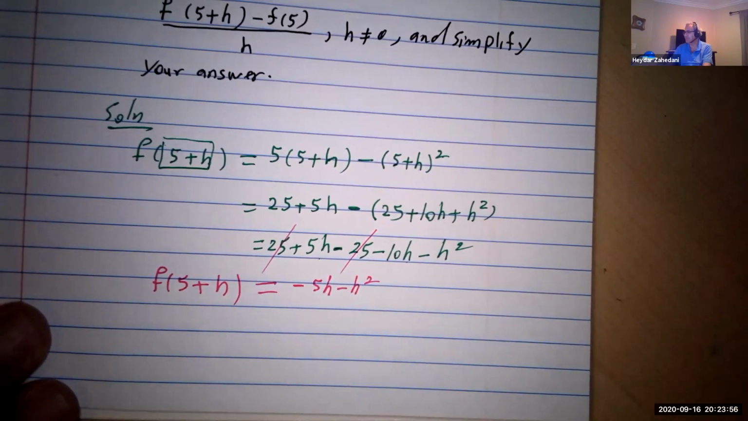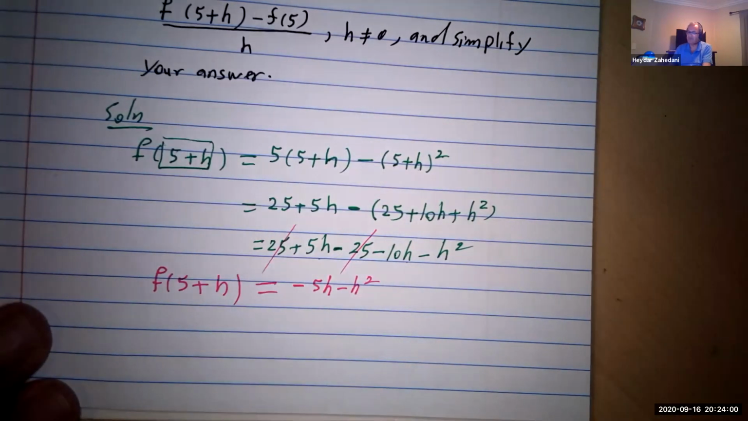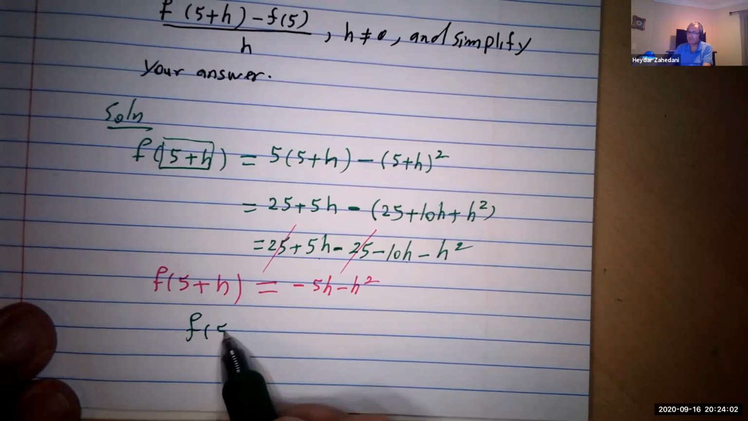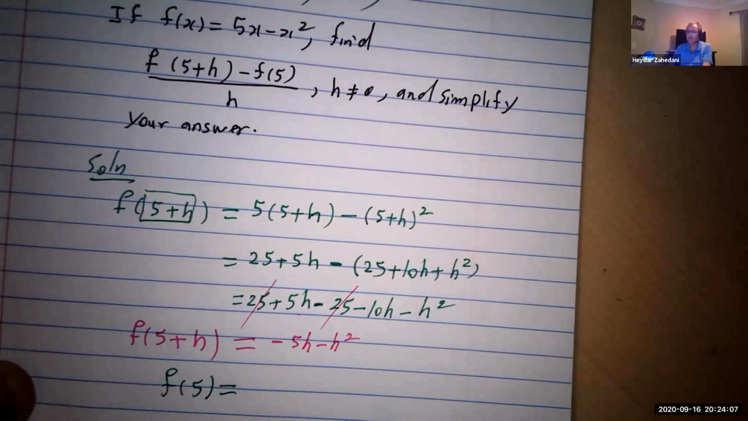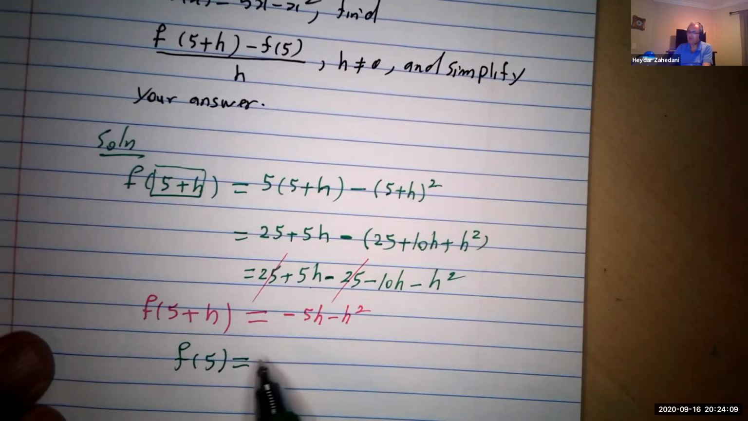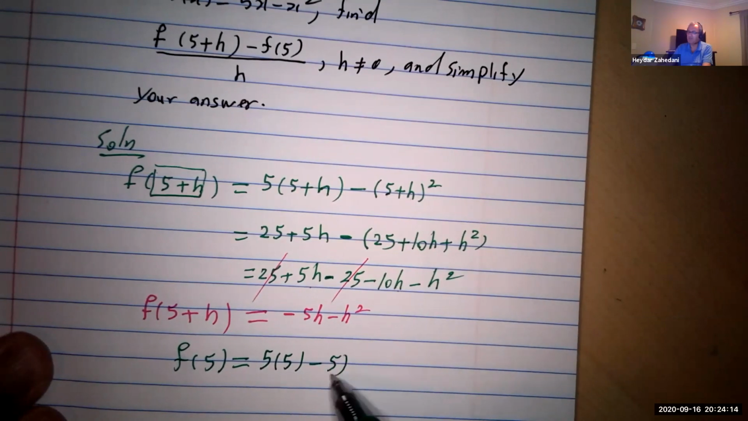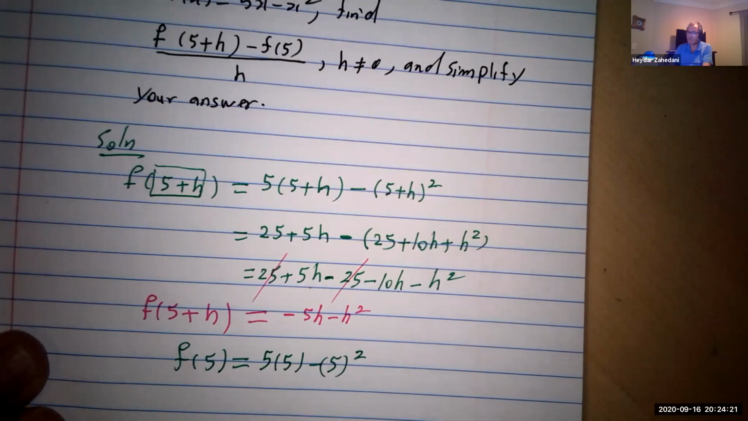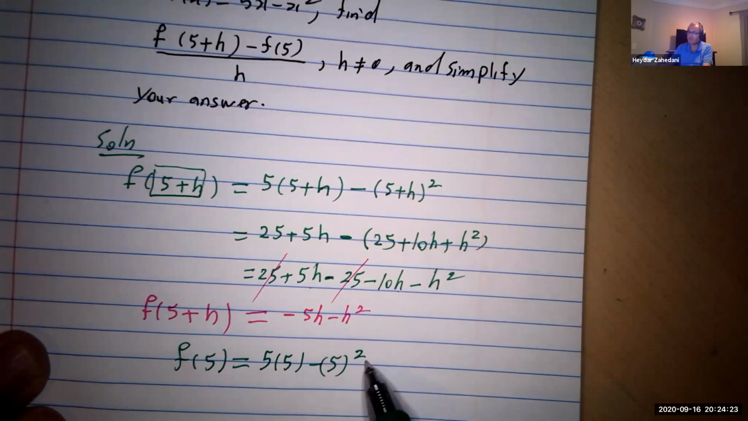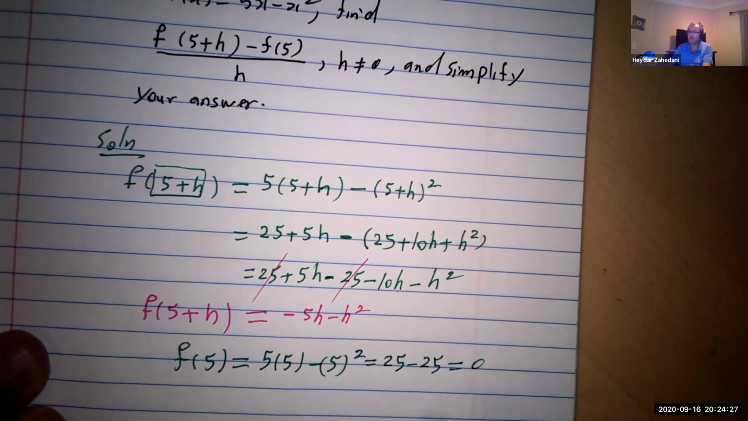Any question? You want to subtract it from f of 5. So find f of 5. F of 5, go to the function, substitute. This is your function. 5 times 5 minus 5 squared. Okay, 5 times 5 minus 5 squared. So 5 times 5 would be 25. Minus 25, 0. Nice.